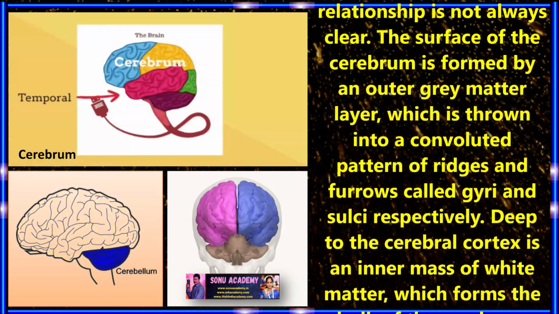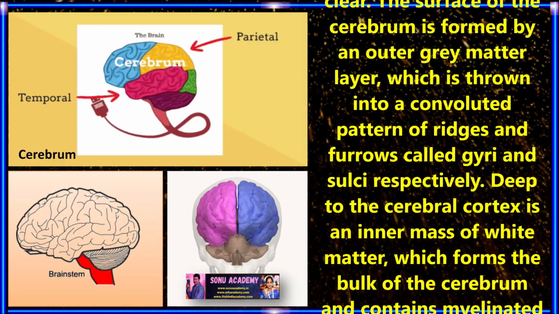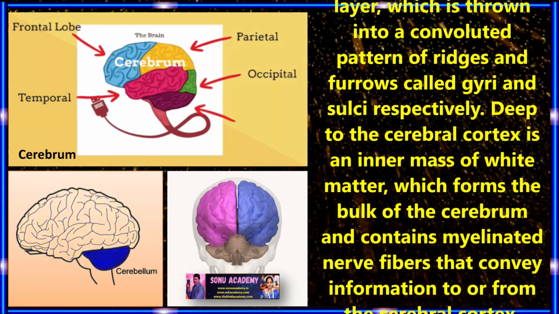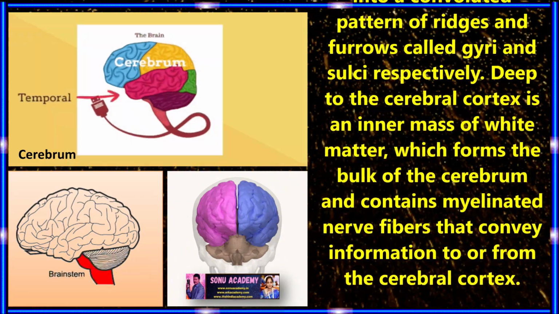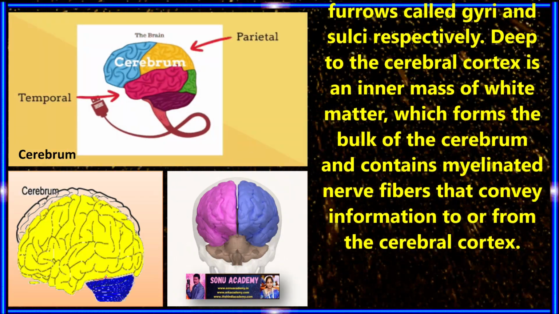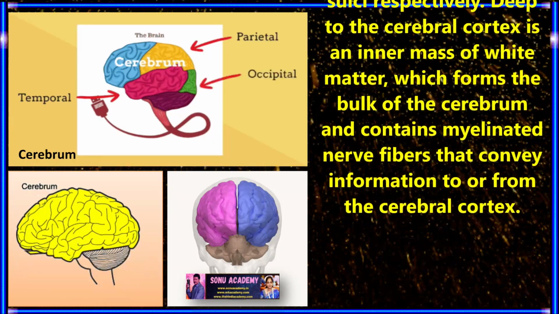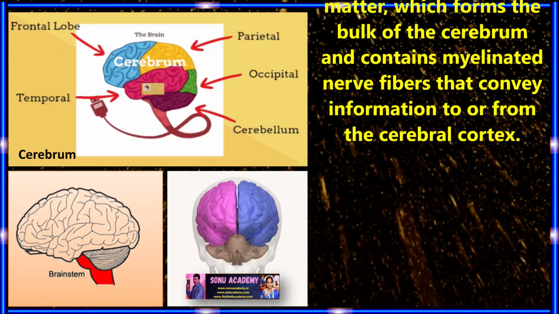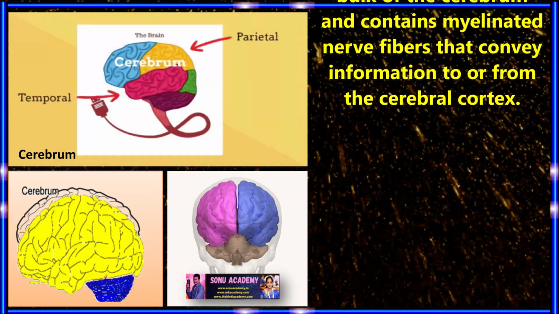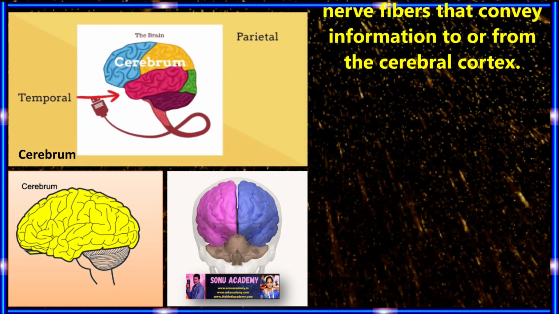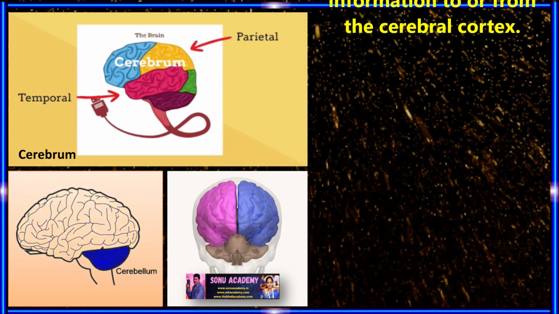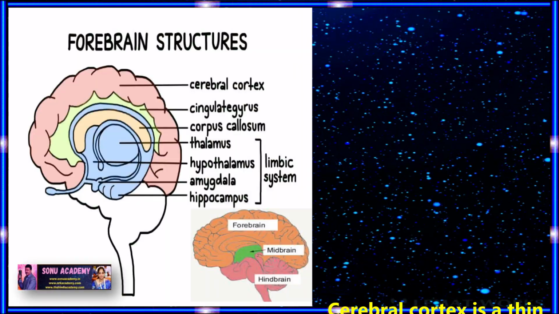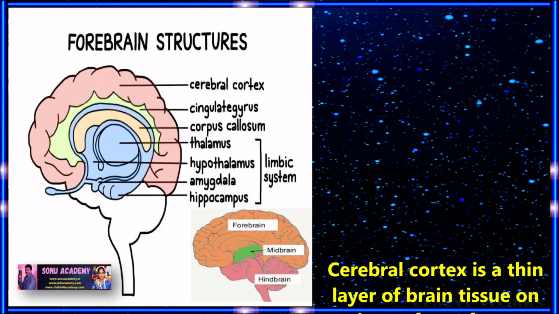Children, the surface of the cerebrum is formed by an outer gray matter layer which is thrown into a convoluted pattern of ridges and furrows called gyri and sulci respectively. Deep to the cerebral cortex is an inner mass of white matter which forms the bulk of the cerebrum and contains myelinated nerve fibers that convey information to and from the cerebral cortex. Children, now let us discuss in detail what the cerebral cortex is.